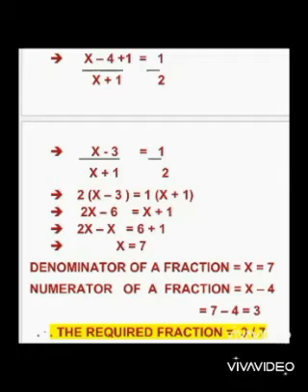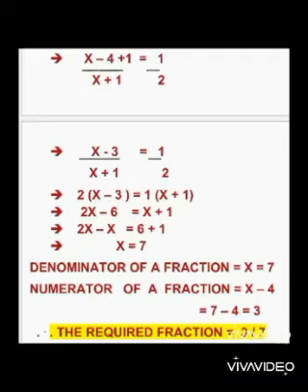Now let us transpose the x variable to the left hand side. Then plus x will become minus x. 2x minus x is equal to 1. Let us transpose minus 6 to the right hand side. Then you will get plus 6. 1 plus 6 is equal to 7. So 2x minus x is x, which is equal to 1 plus 6, that is 7.